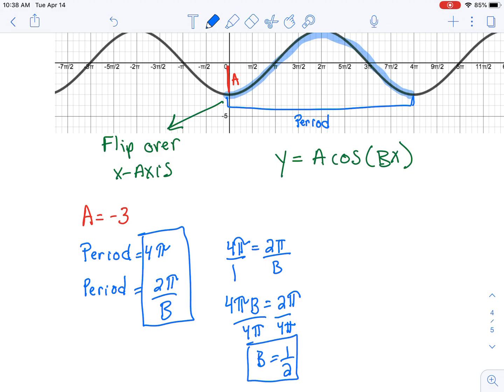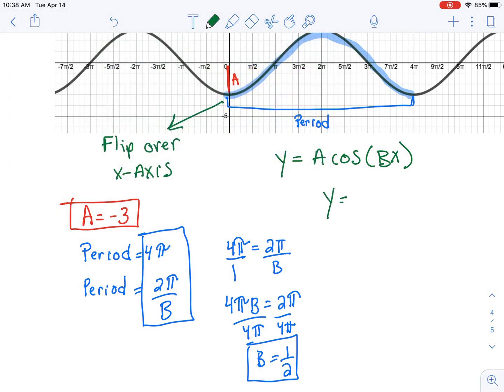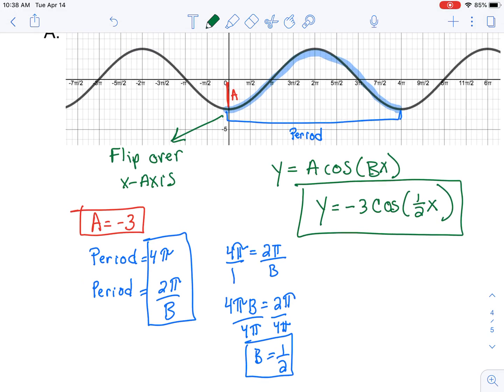So I have my a, I have my b, so now I can write my equation. It needs to be a negative because that's flipped over the x-axis, and it has an amplitude of 3. So y equals negative 3 cosine, my b is 1/2, x. And that's the equation of my cosine curve.